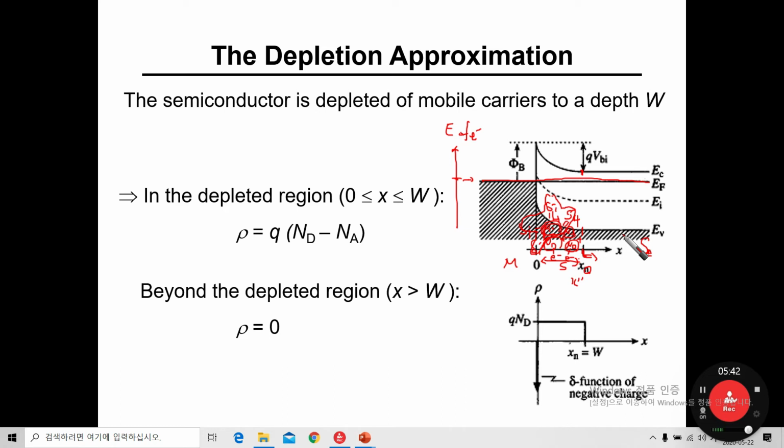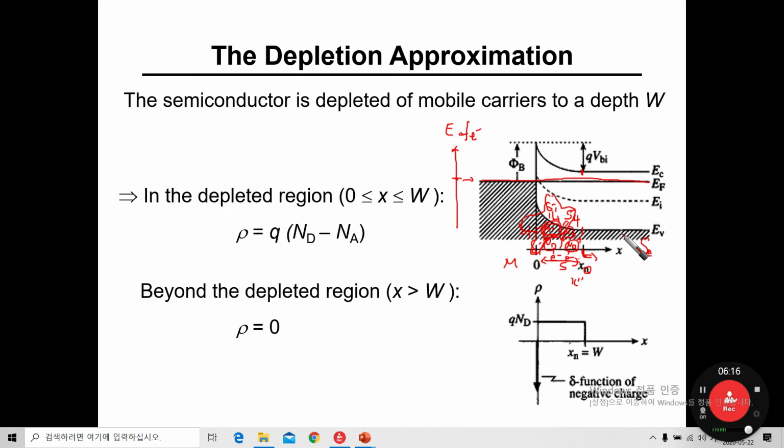Then the next question is, in what area are all the electrons depleted out? Can we define the sharp edge of the region where no electron is available? Yes, we can do that, even though it is not allowed physically. How? We can have our own approximation or assumption. That is named the depletion approximation.